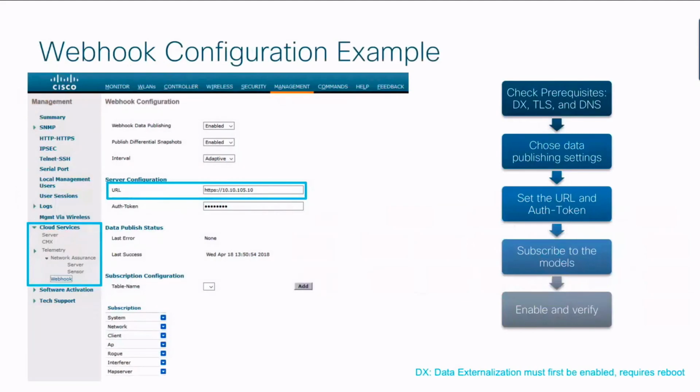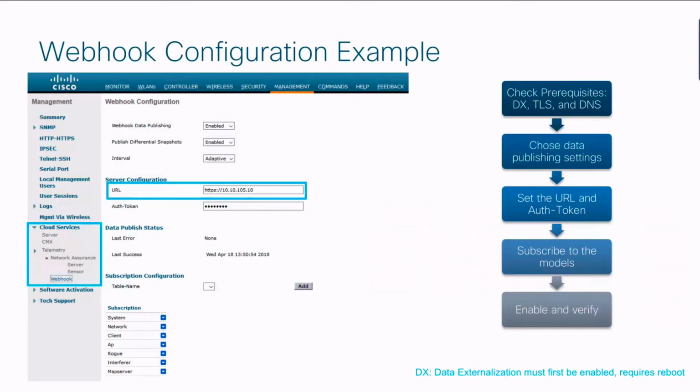So all configuration can be done from the GUI as well as the CLI. So let's just take a look first at the GUI and understand all of the settings here. DX, or data externalization, is the process that allows the WLC to access information from its internal data stores. It processes it and makes it available. So DX must be enabled on the CLI, and it does require a reboot to take effect. You can check this with the command show dx summary, but most controllers already have this enabled by default starting at version 8.5.